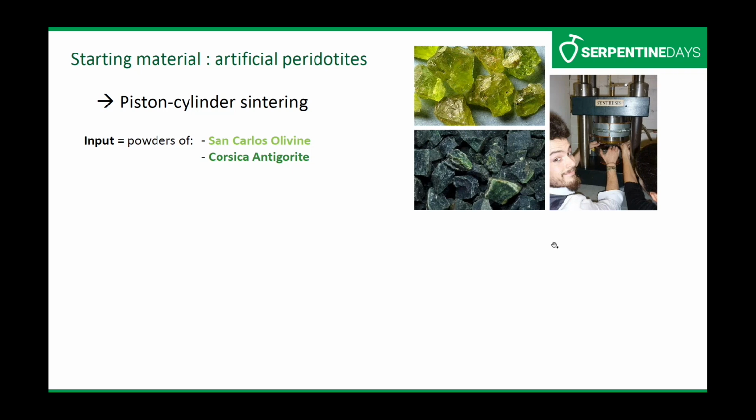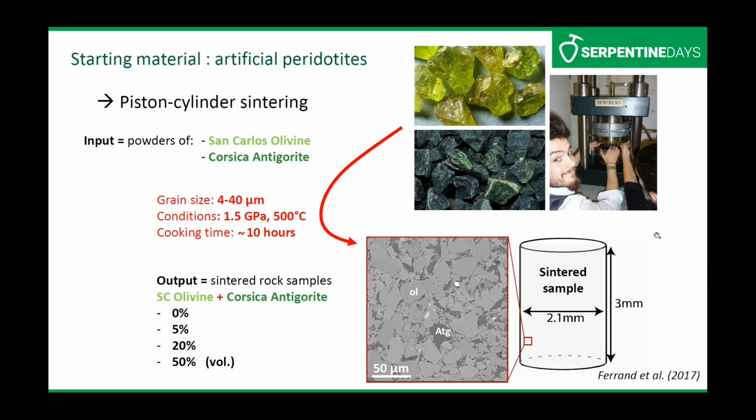We could cook fine-grained samples during 10 hours at 500 degrees in 1.5 gigapascals to get samples for synchrotron experiments with a different amount of serpentine.